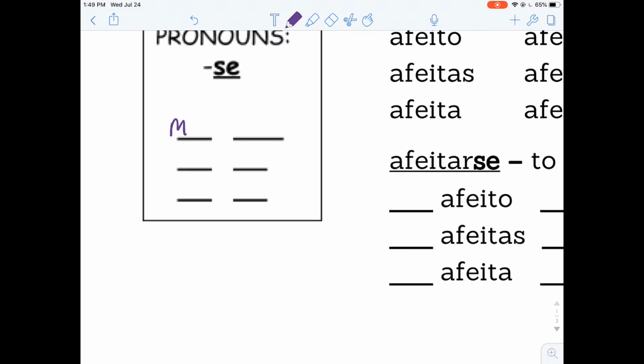We have me for subjects that are yo, te for the subject tú, se for the subjects él, ella, and usted, nos when the subject is nosotros, os when the subject is vosotros, remember that one's only used in Spain, and then se when the subject is ellos, ellas, or ustedes. So you can note that the third person, the él, ella, usted, and the ellos, ellas, ustedes, is the same. So it's always going to be se.